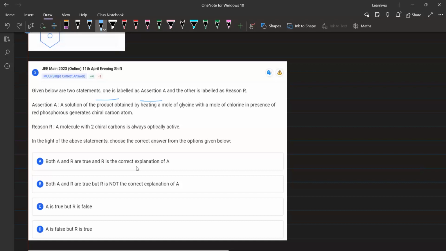A solution of the product obtained by heating 1 mole of glycine with 1 mole of chlorine in the presence of red phosphorus generates a chiral carbon. A molecule with 2 chiral carbons is always optically active. Okay, so these are two statements. If you don't know the structure of glycine, let me just give you the structure of glycine. It will have 2 carbon atoms, just make NH2 over here. So this is glycine. It is reacting with 1 mole of chlorine in the presence of red phosphorus. Okay? Its reaction is Cl2 in the presence of red phosphorus.